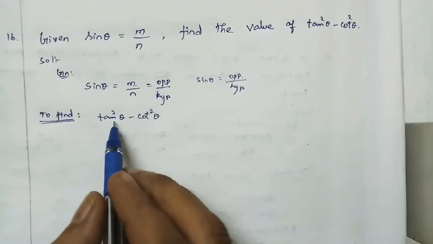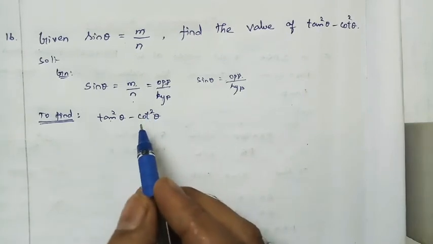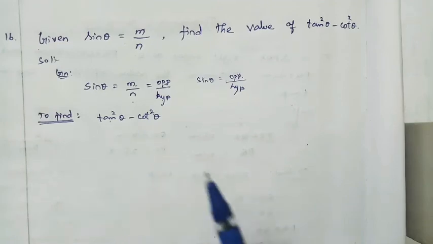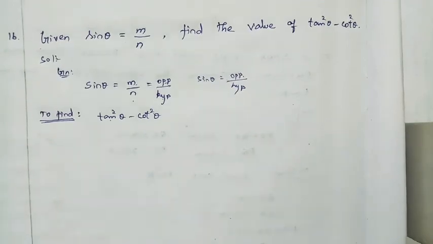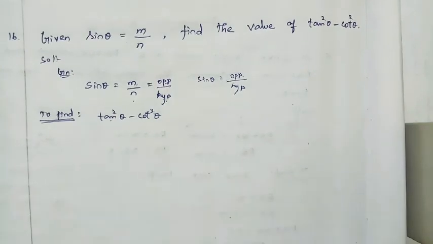So what we want to find? Tan square theta minus cot square theta. For that tan and cot are needed. So to find tan and cot, what things do we need? We need the adjacent side and the opposite side, right? But what things we know are the opposite and hypotenuse. So how are we going to find the adjacent?